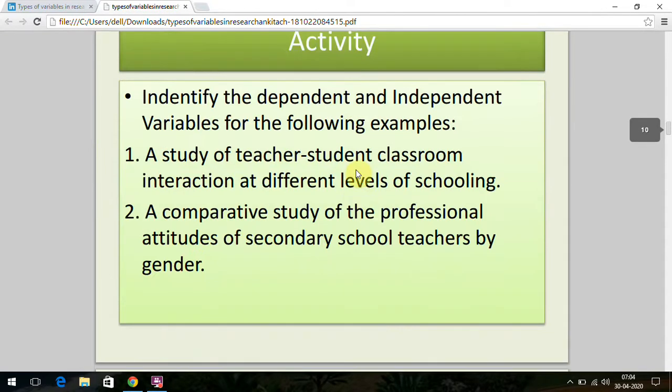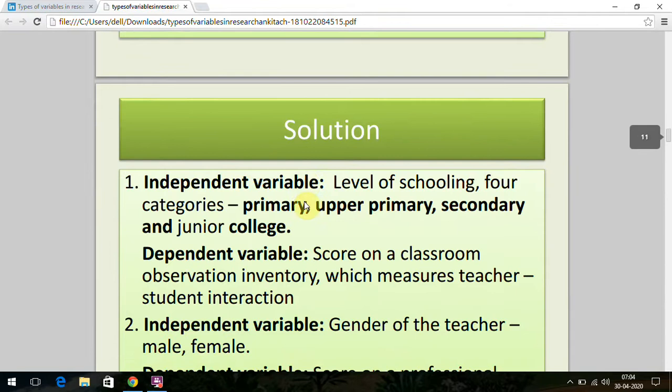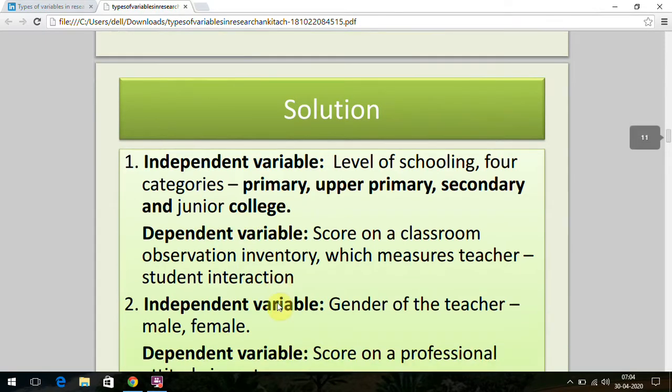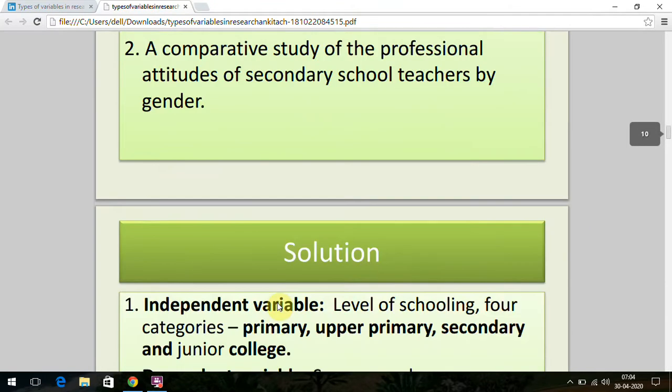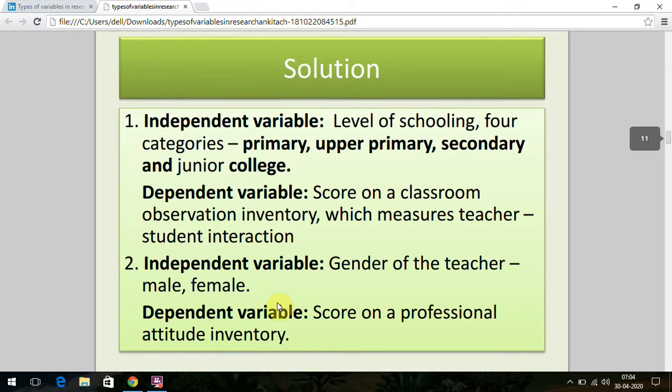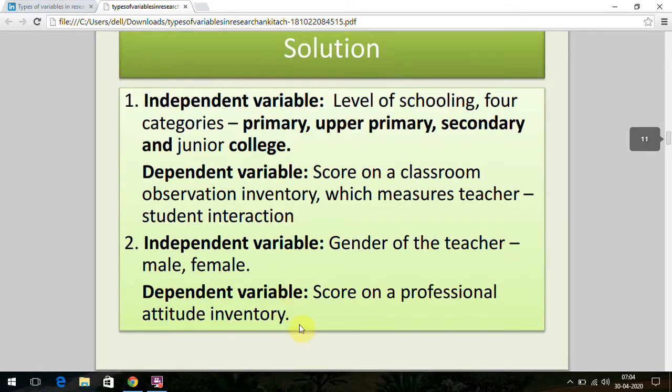So one more example: a study of teacher-student classroom interaction in different levels of schooling, and a comparative study of professional attitudes of secondary school teachers by gender. So in the first example, level of schooling, primary, upper primary, secondary, and junior college, will become the independent variable, and the dependent variable is a score on a classroom observation. Similarly, in the second case, the comparative study of professional attitudes of school teachers by gender, the independent variable will be gender, and the dependent variable will be score.